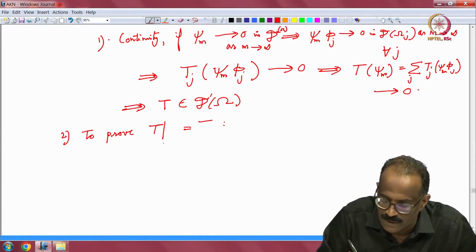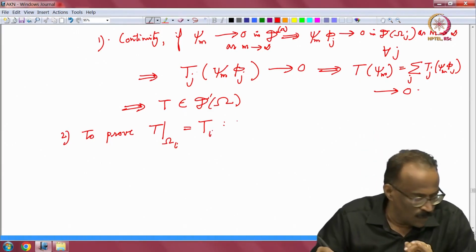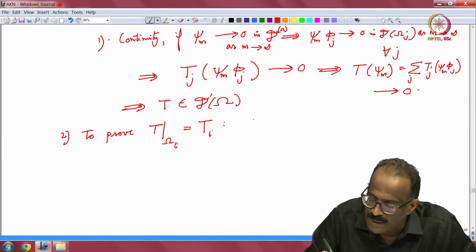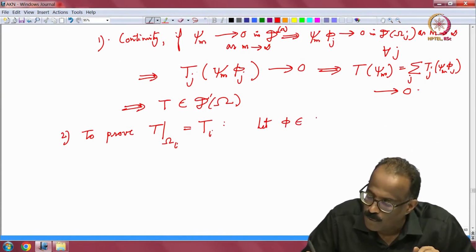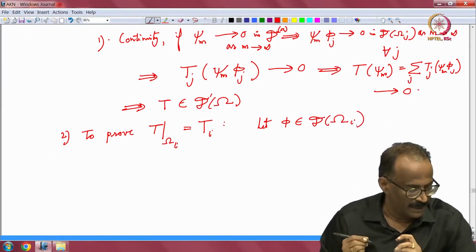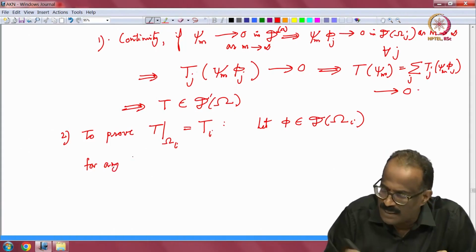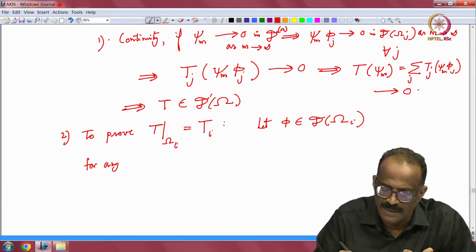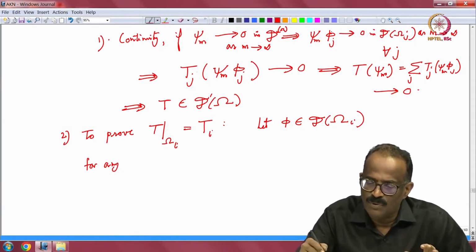Okay, T restricted to omega I is equal to Ti. So, what do you do? You have to show that, so let phi be in D of omega I, that is what you have to prove. Then for any j, you want to prove that T restricted, if the support is in omega I, you have an extension, that is what you get.